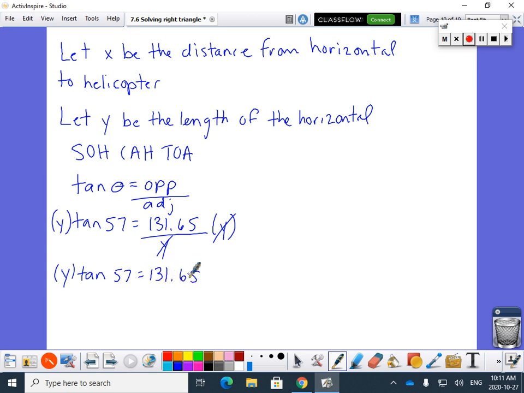In order to get y on its own, what am I going to do? Wonderful. What you do to one side, you have to do to the other side. Y equals 131.65 divided by tan 57, and you would get 85.5 meters. And again, if you wanted to put tan 57 into a decimal, you could have done that.